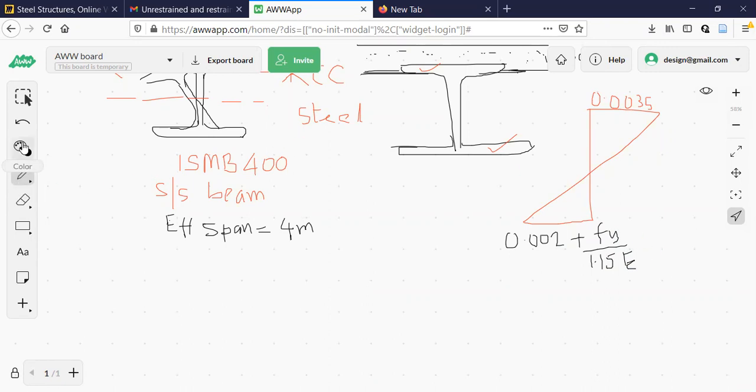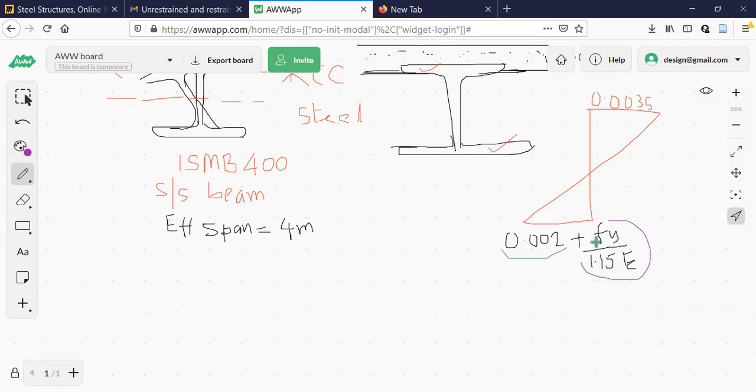There are two terms here. One is related to inelastic strain, and one more is elastic strain. You can see a very small portion of inelastic strain is there. What is this? Stress by elasticity. 1.15 is, I'm going to take a value which is lesser than Fy.